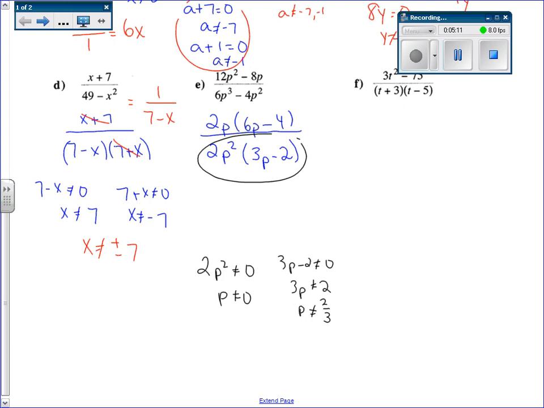If we simplify this now, I can actually simplify the top a little more. I took out a 2p, but I can take out 4p. So let me actually just rewrite that. 4p, which gives me 3p minus 2, like that. Okay, now look at, I have these in common. I can get rid of the 3p minus 2. I can get rid of 1p. And I can get rid of a 2. So I'm going to write this as 2 over p.